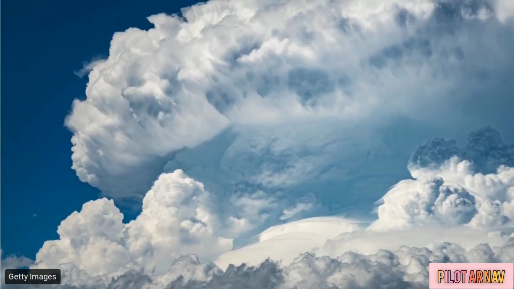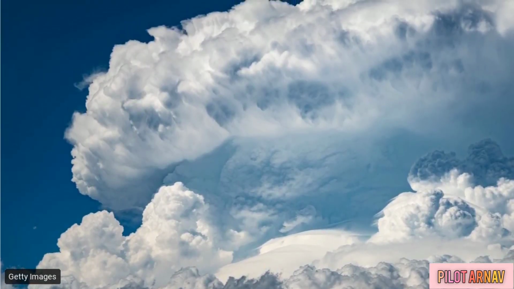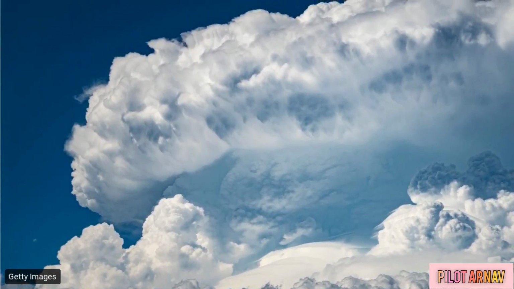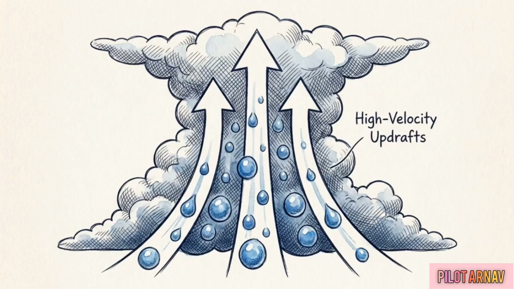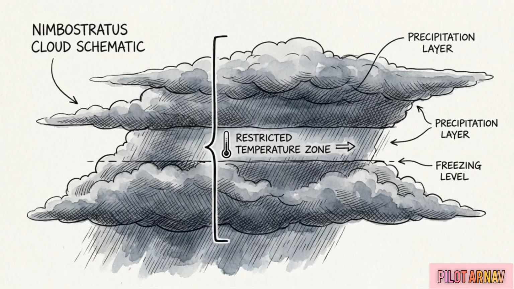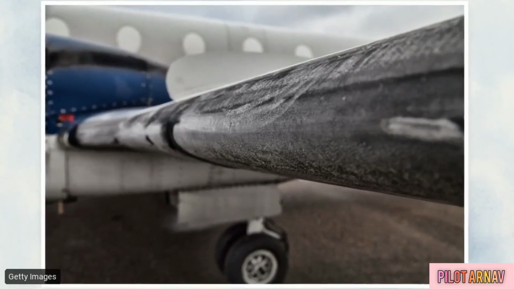You will typically encounter clear ice in cumuloform clouds, like this cumulonimbus, between 0 and -20 degrees Celsius. Their powerful vertical updrafts are required to support the weight of those large droplets. Clear ice can also form in nimbostratus clouds, but in a much narrower temperature band, specifically between 0 and -10 degrees Celsius. Rime ice looks very different.